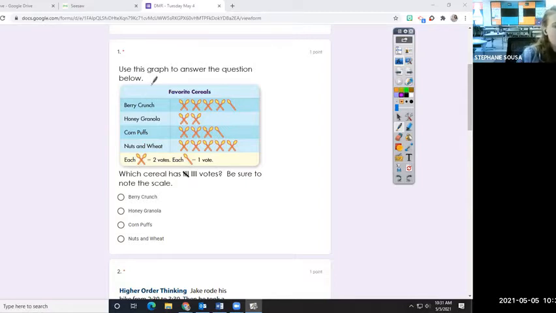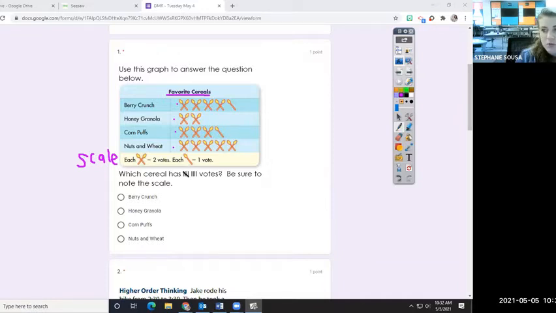Let's take a look at our first question on graphing. Use this graph to answer the question below. Study the graph. It's about favorite cereal. I see it's a pictograph. There are pictures. I see the scale or the key, either word, tells me that each double spoon counts for 2 votes. Each single spoon counts for 1 vote. That makes sense. And it is asking me which cereal has 9 votes.